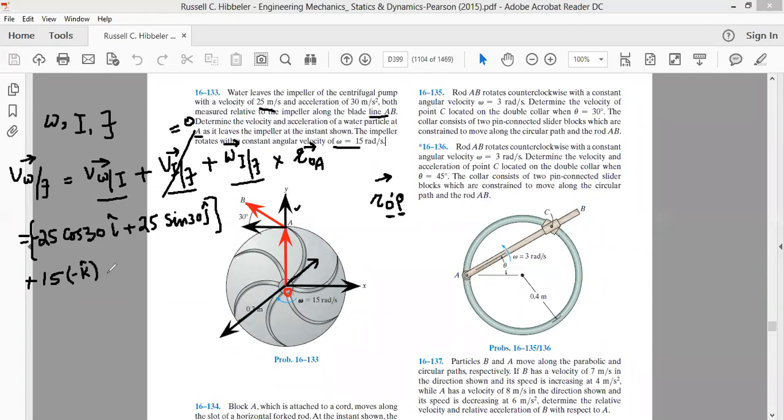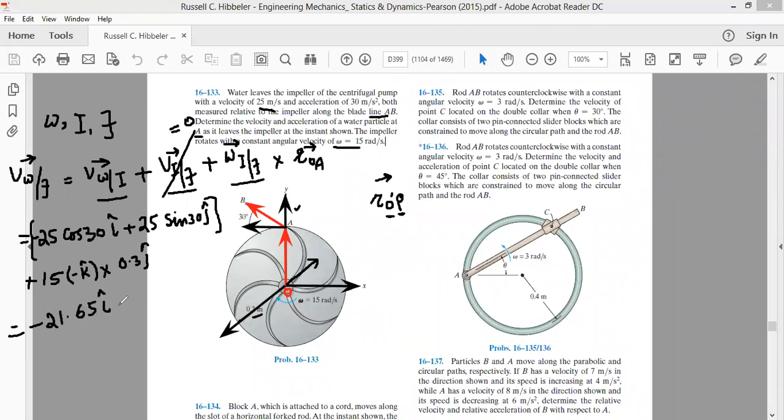This is 15 minus k cap, and its cross product with the radius vector drawn from O to A, R_OA, whose magnitude is given as 0.3, so it is 0.3 j cap. As far as the 25 cos 30 is concerned, if we calculate it, it is minus 25 into cos 30, which is 21.65 i cap.